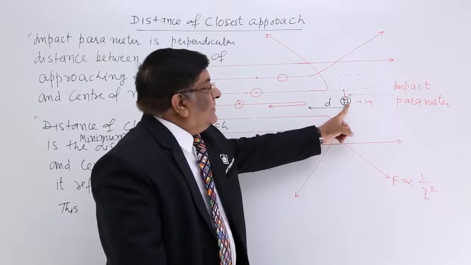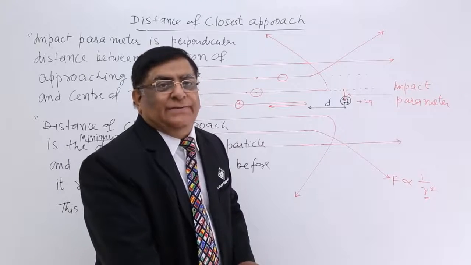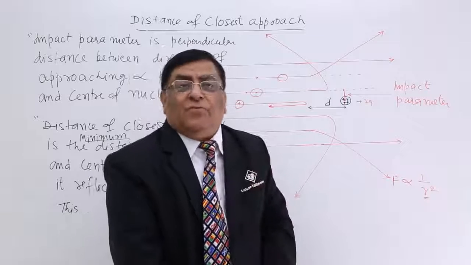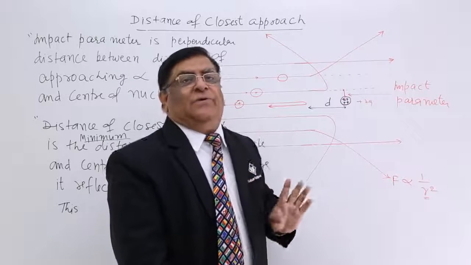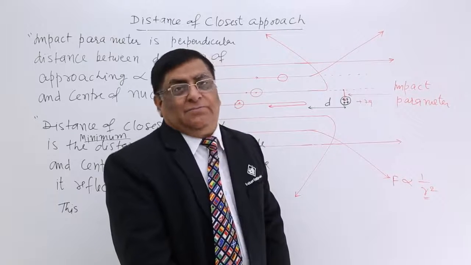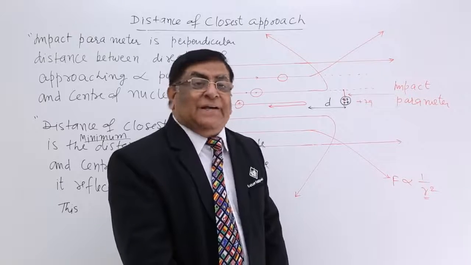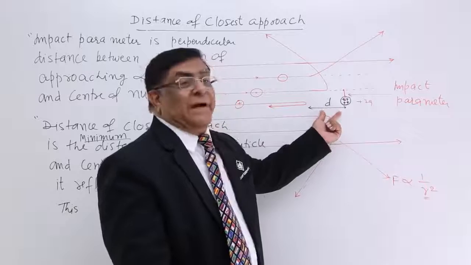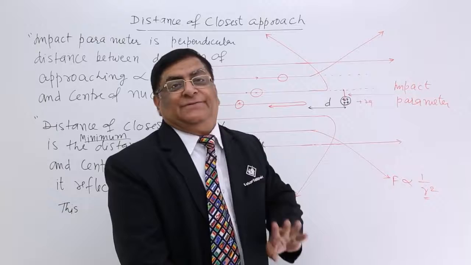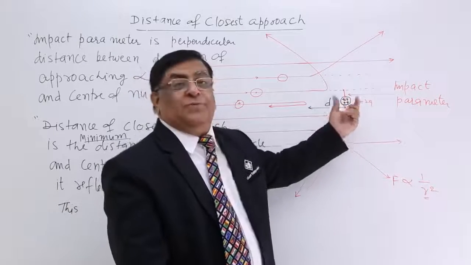This nucleus, can it be larger than D, or should it be smaller than D? Obviously, it has to be smaller than D. Now if I find out the value of D, it may be 10 to the power minus 10, minus 12, minus 14, minus 18. If I say this D is 10 to the power minus 18, that means its size should be less than that, because the particle is returning without touching it. So it has to be less than that.